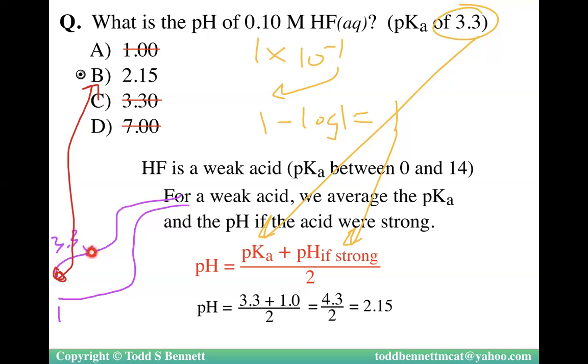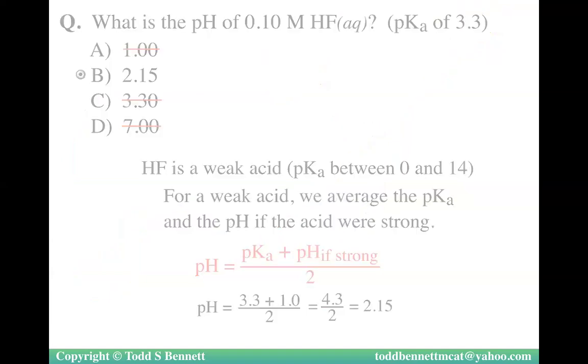So it's got to be between the pK and the pH of it fully dissociated. So it doesn't fully dissociate, so it can't be as low as 1. It's not a buffer, so it can't be as high as 3.3. So 2.15 works. Pretty powerful.